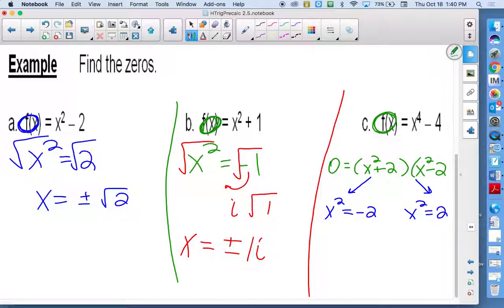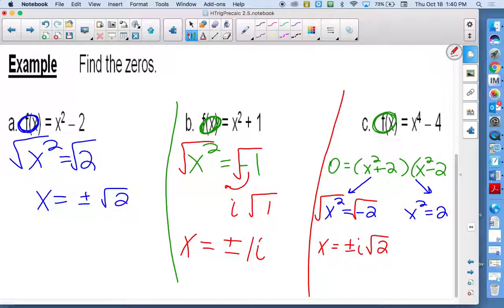So once it's factored, solve the little parentheses, take the square root of both sides. So we took the square root, it's a plus or minus. There's a negative underneath, so that makes the i. And then we have the square root of 2. So two answers are plus or minus i times the square root of 2.